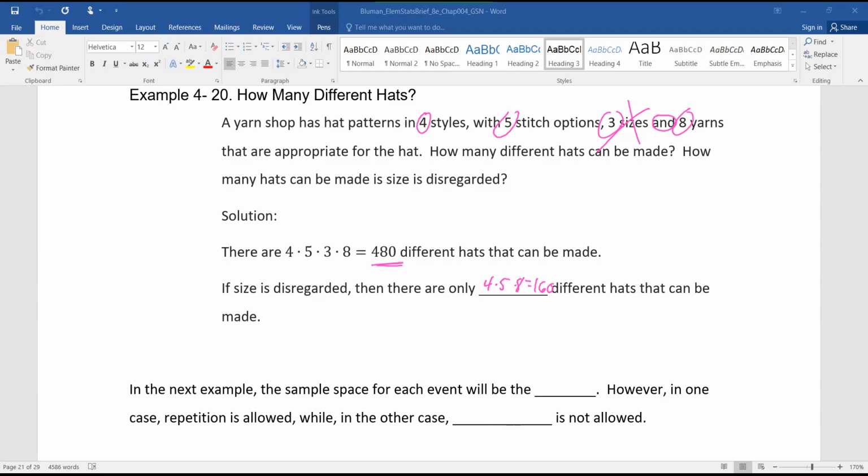I'm okay, thank you. All right, so in the next example, the sample space for each event will be the same. However, in one case, repetition is allowed, while in the other case, repetition is not allowed. All right, and we kind of saw this with things being put back in or kept out. We all good with these?